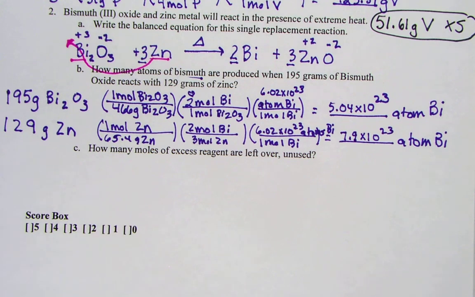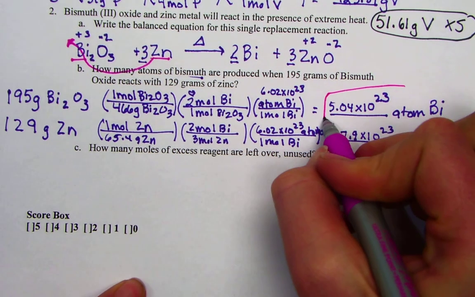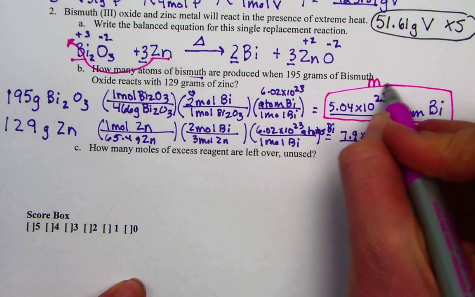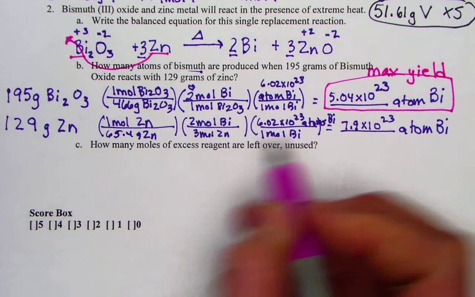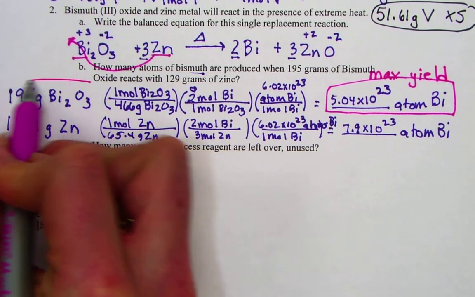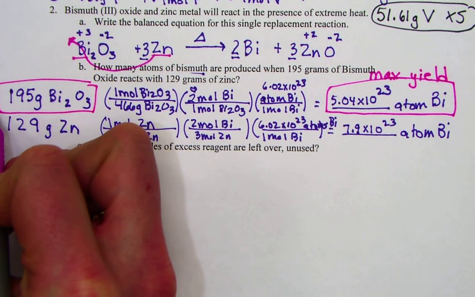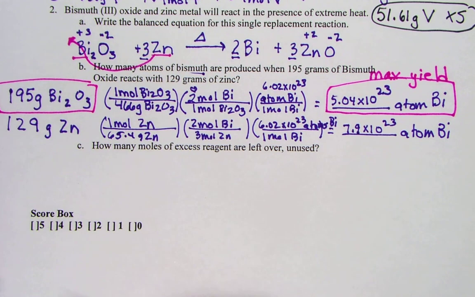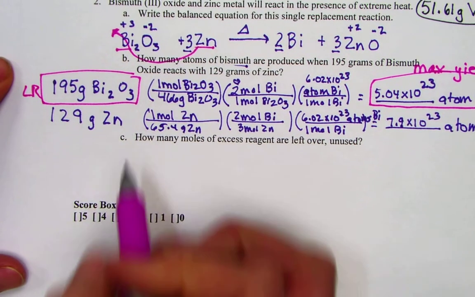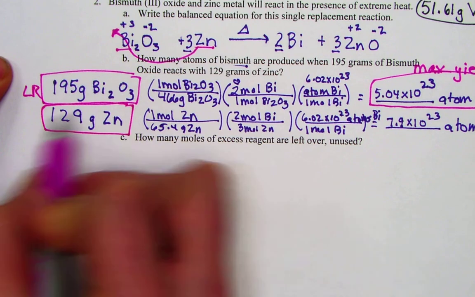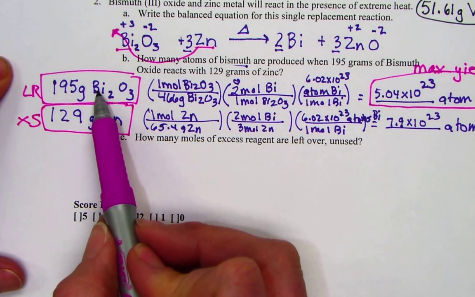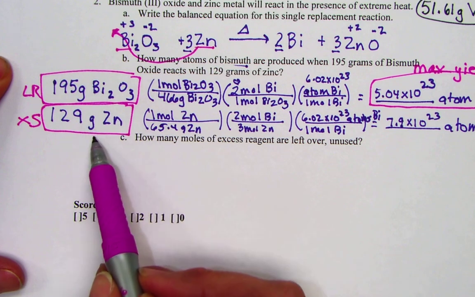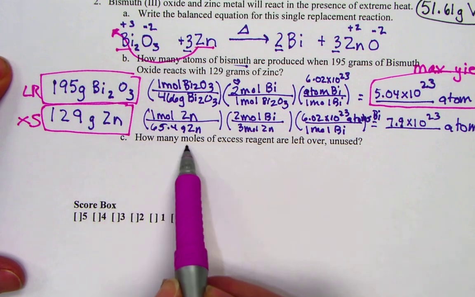Comparing our two numbers, the first answer is the smaller of our two. I'm labeling that as my maximum yield. The maximum yield comes from the limiting reagent. I will label the bismuth 3 oxide as the limiting reagent, and therefore the zinc must be in excess amounts. Starting with the limiting, we target the excess reagent for part C. Knowing that, we'll have to end it in a mole unit.